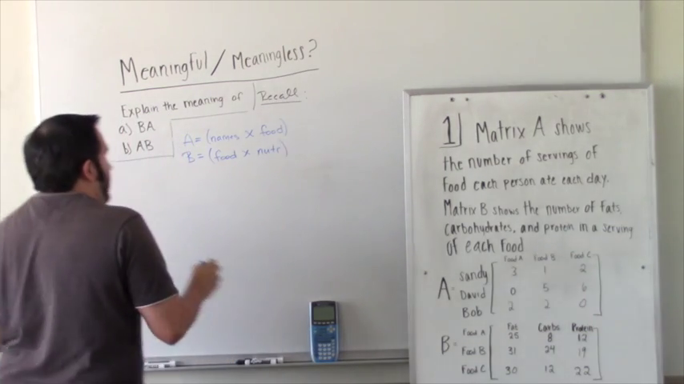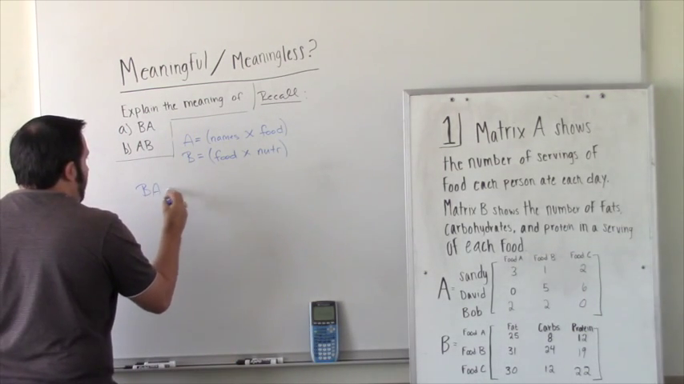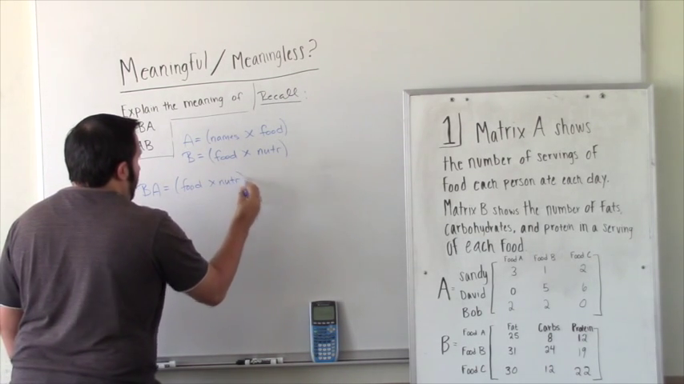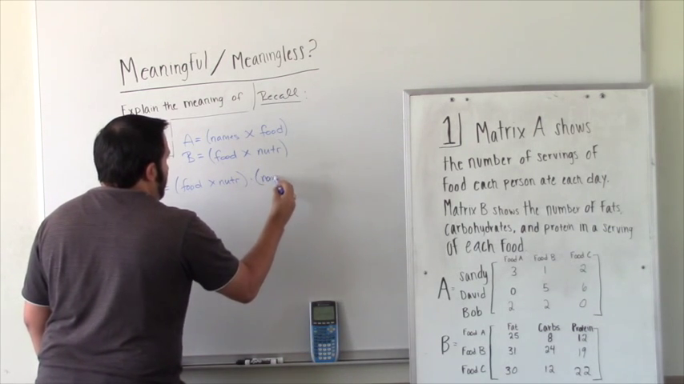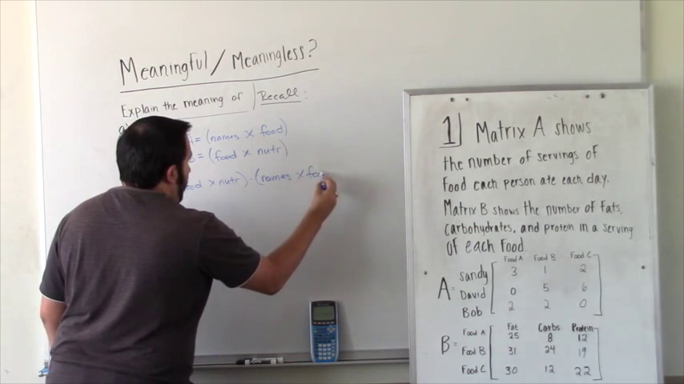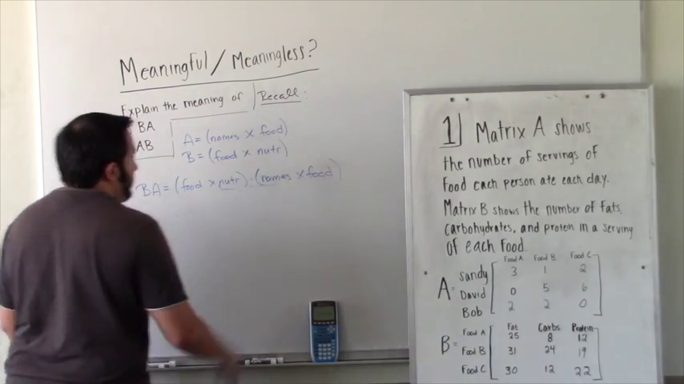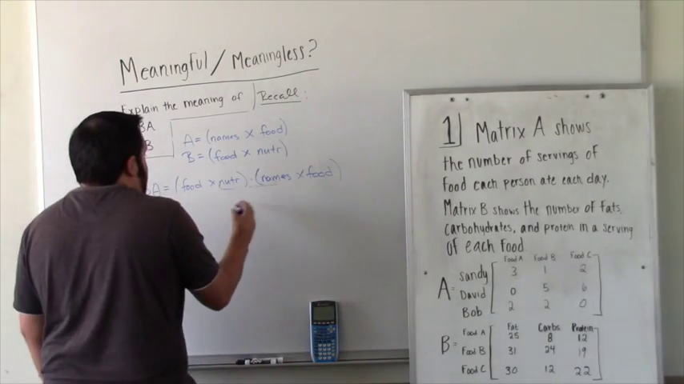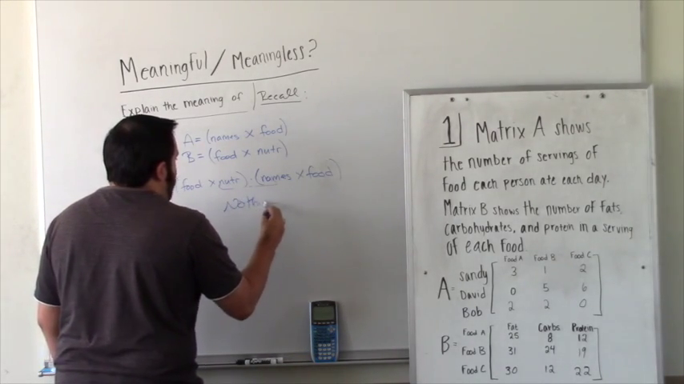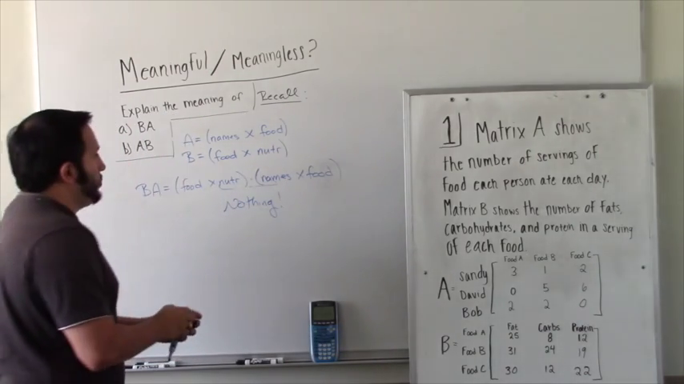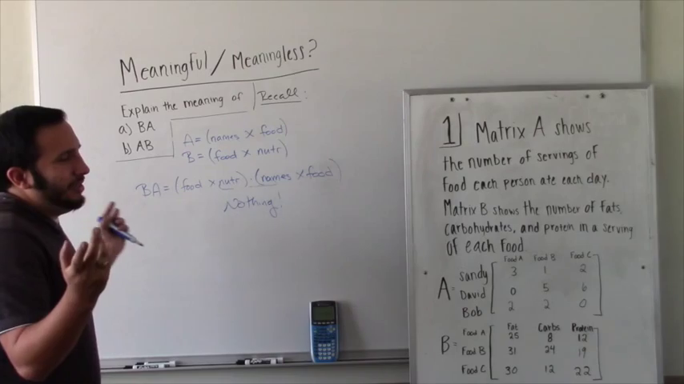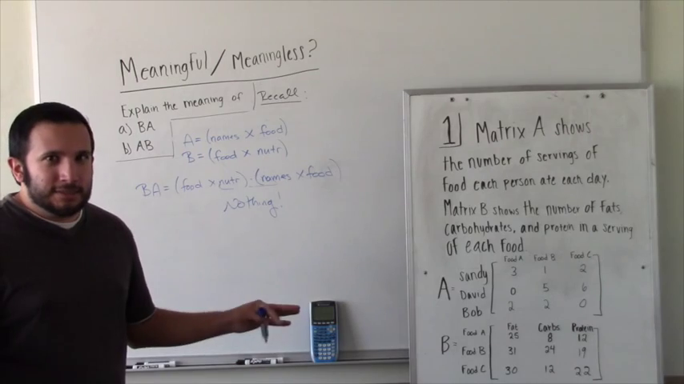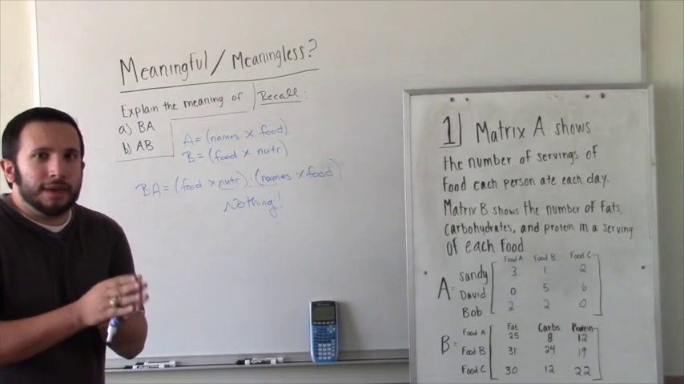So here's the thing. If I do B times A, you would have food by nutrients times names by food. But here's the issue with that. These middle terms don't match up. So whenever you multiply this, you're going to get garbage, like honestly nothing. This is absolutely meaningless, because whenever you multiply the nutrients with the names, you're not really getting anything. So B times A is absolutely meaningless, because the middle terms don't match up.